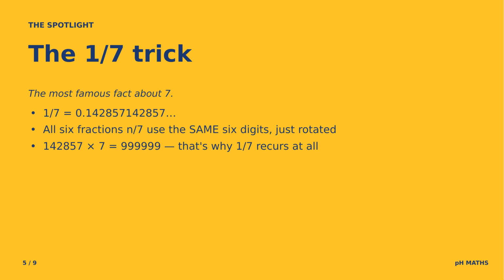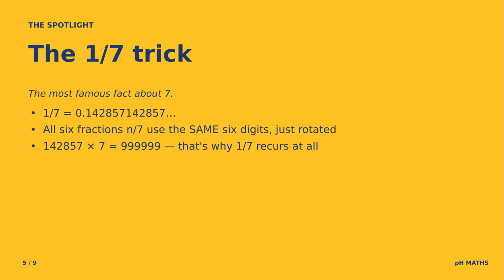Here's the magic of 7. 1/7 equals 0.142857, and those 6 digits then repeat forever. Now the wild part. 2/7 uses the exact same 6 digits, just rotated. 3/7, 4/7, all the way to 6/7. Same rotation of the same 6 digits. Try it on your calculator.